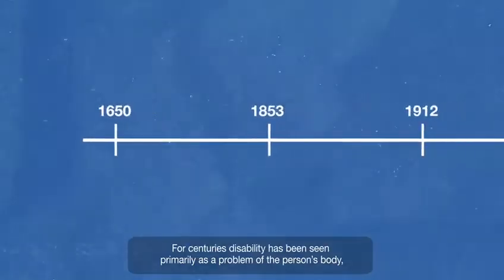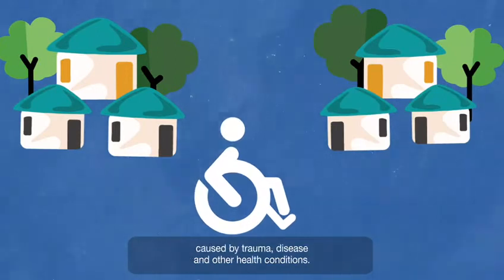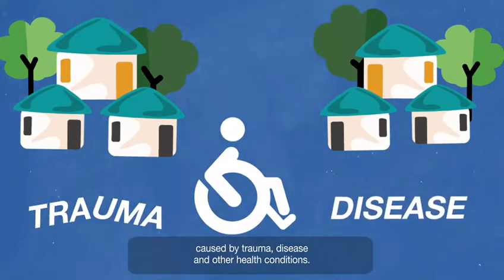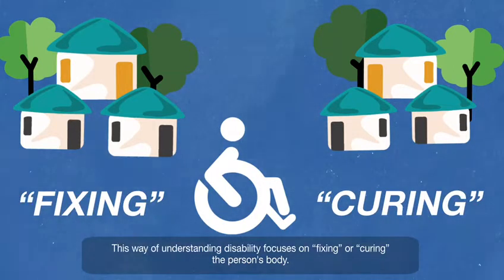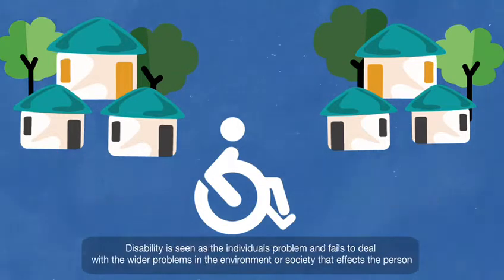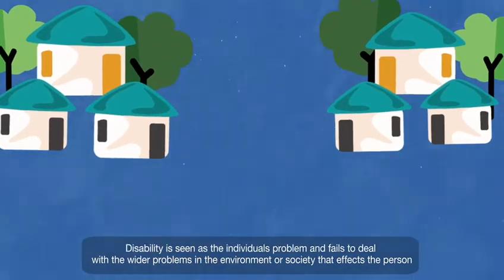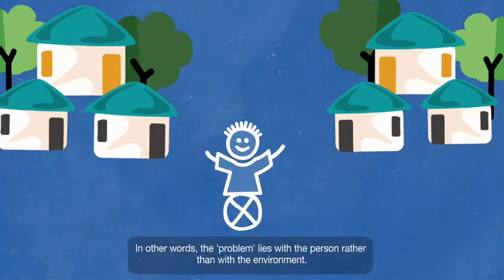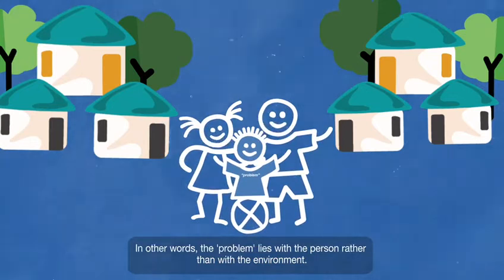For centuries, disability has been seen primarily as a problem of the person's body, caused by trauma, disease, and other health conditions. This way of understanding disability focuses on fixing or curing the person's body. Disability is seen as the individual's problem and fails to deal with the wider problems in the environment or society which may affect this person. In other words, the problem lies with the person rather than with the environment.